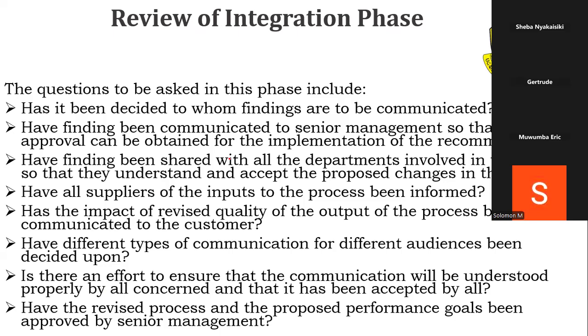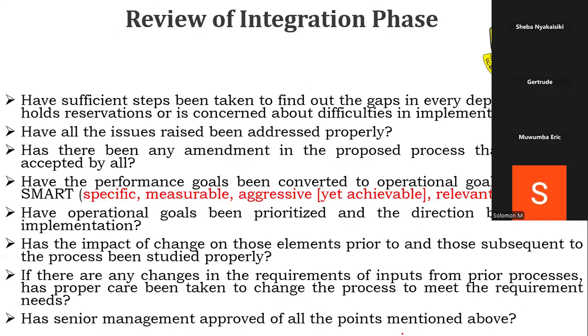So this section is also accompanied by review questions. Has it been decided to whom findings are to be communicated? Have findings been communicated to top management? Have findings been shared with all departments involved with a particular process or processes that are being proposed for change? What about the suppliers of the inputs to the process? Have they also been informed? Has the impact of revised quality of output on the process been communicated? And so on and so forth.